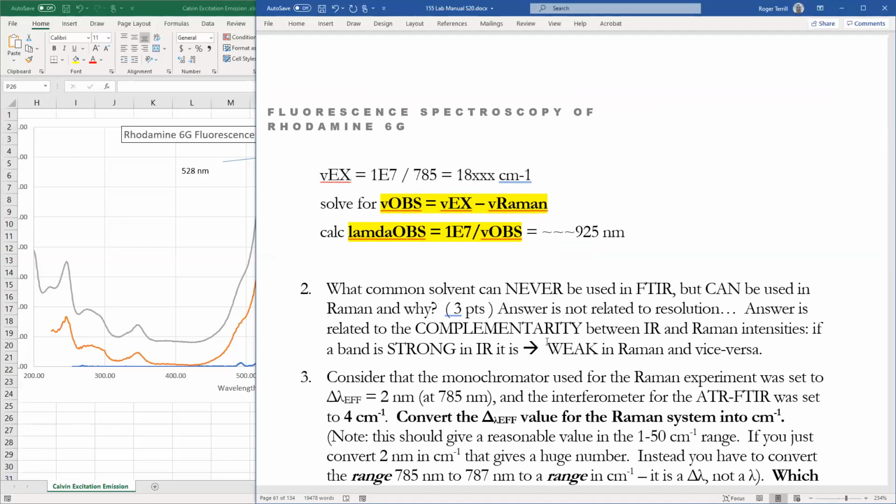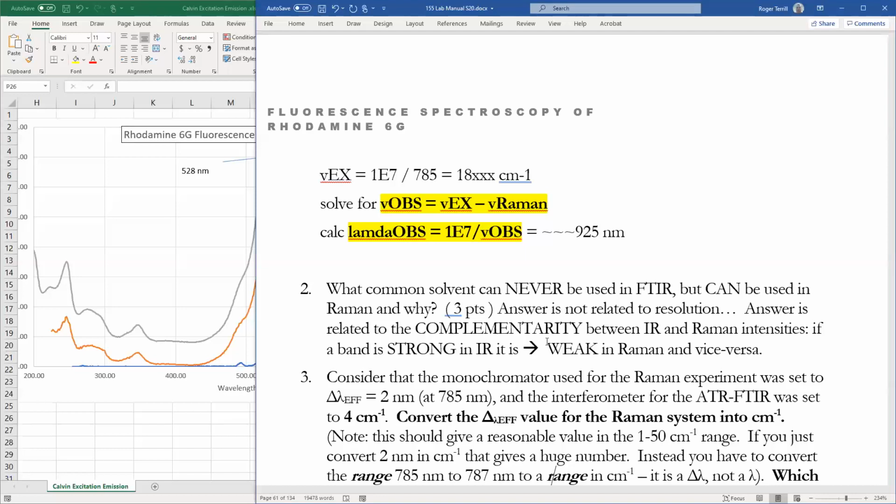With very limited exceptions, you can never use water as a solvent in FTIR because water is such a strong infrared absorber. It kind of wipes out almost the entire mid-infrared.